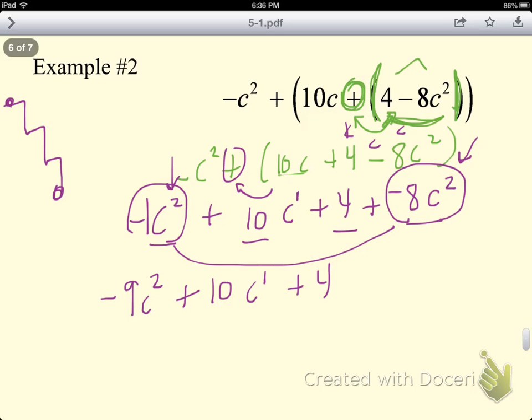My question is always, is this in the most simplified form? And the answer is not really, because I don't really need that 1 on the second term there.